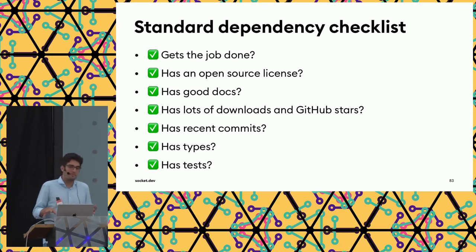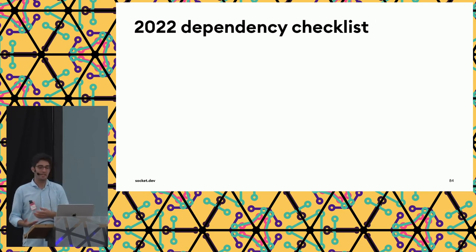Maybe you spend 5 minutes, you investigate it, and then you say, OK, I'm going to use this dependency. It's the one for me, right? But I think in 2022, with the rise of supply chain attacks, we need to go beyond this basic set of checks. We really should be asking much more pertinent questions.